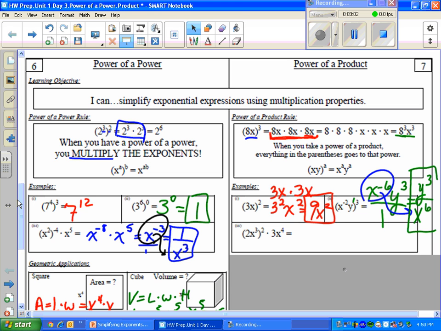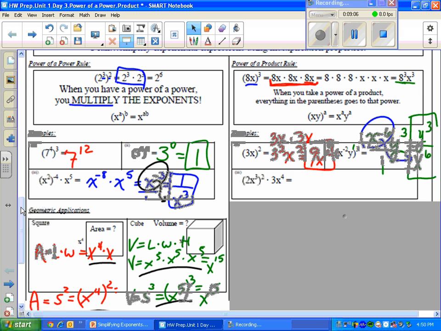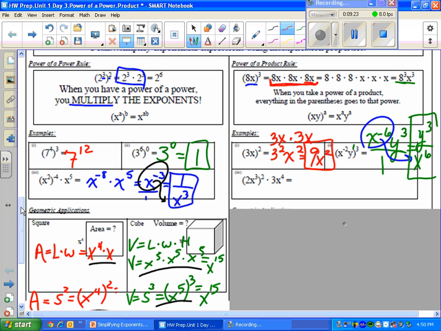Okay? Let's do the third problem here. This third problem actually has a bunch of stuff in the same problem. Here I have a power of a power, I have a power of a product, I'm going to have a product of powers, I'm also going to have coefficients. That's a mouthful. Let's just attack it here. The first thing I'm going to take care of is this square right here, because of my order of operations. Then I'll take care of that multiplication. Okay, let's take care of the squared first.